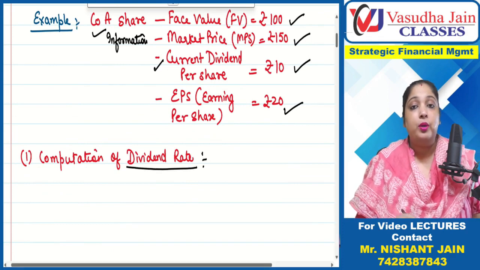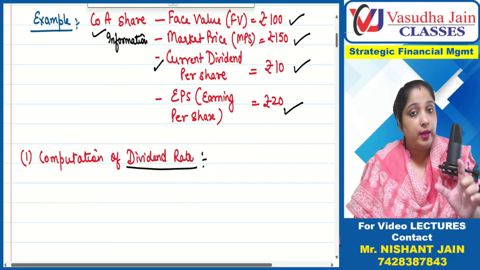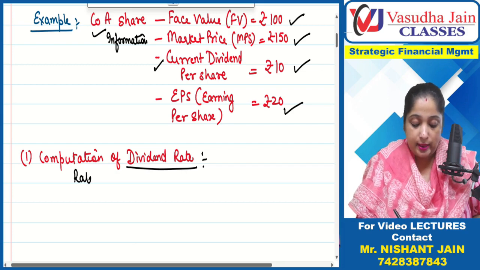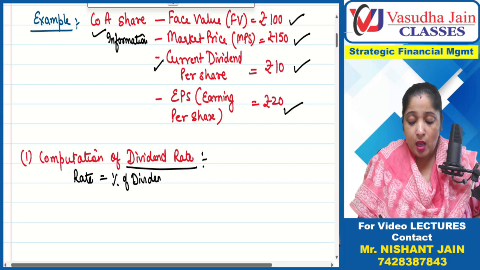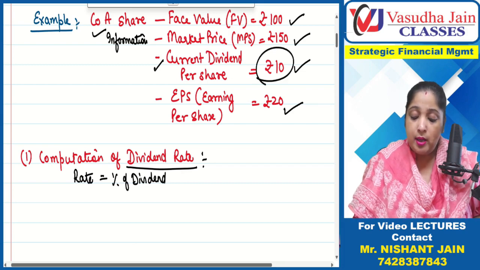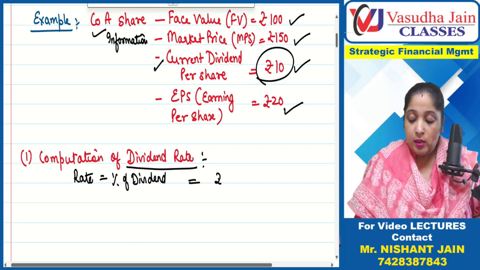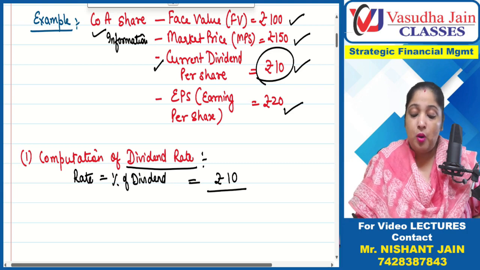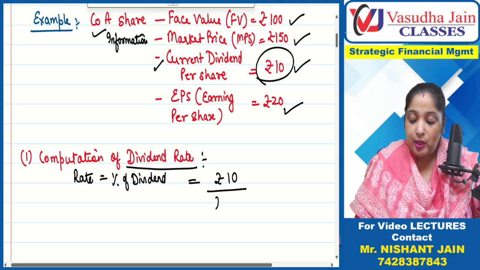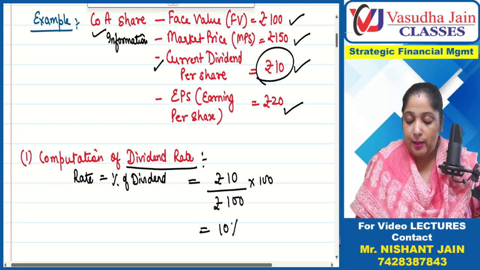So how do you compute dividend rate? What is the rate of dividend? Rate means percentage. So the percentage of dividend given to you. How much is the dividend offered to you? 10 rupees. This dividend is offered to you. You have to compare it with face value. So how much is the face value? 100 rupees. 10 upon 100 into 100, so basically it is coming out to be 10%.